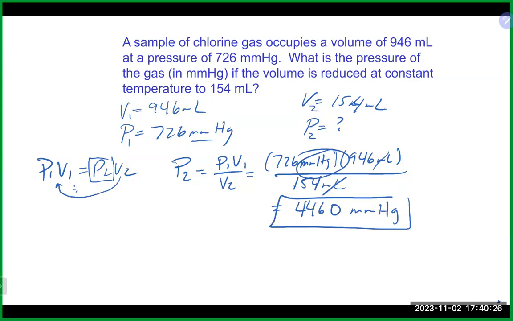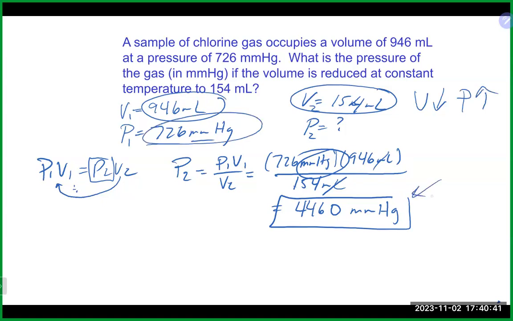This is the Boyle's Law relationship, so we can make sure that our number makes sense. What we see when we look at the volume is the volume went down, which means we should expect the pressure to go up, and it started at 726 and ended at about 4,400, so it definitely did go up. So it does follow what we would expect to happen in this situation. Any questions on that there? All right, try another one here.